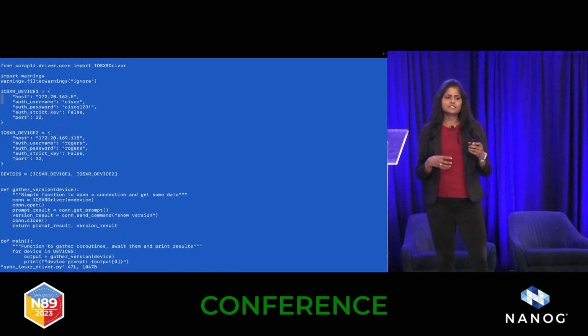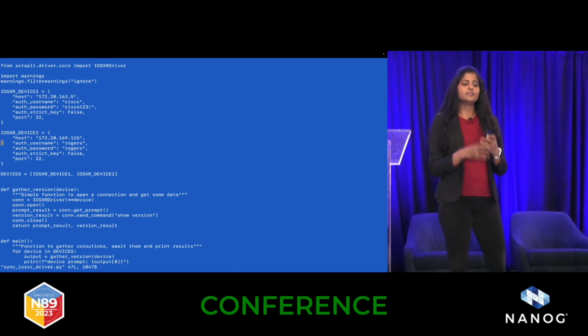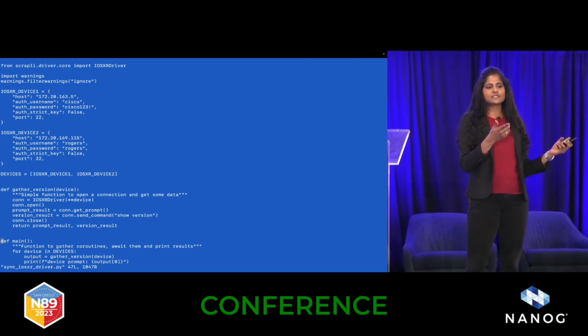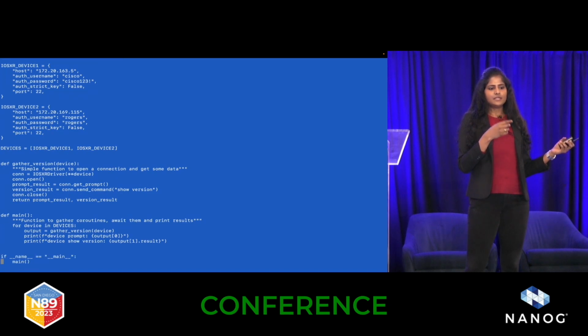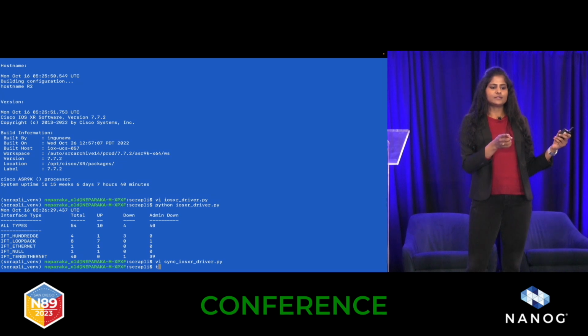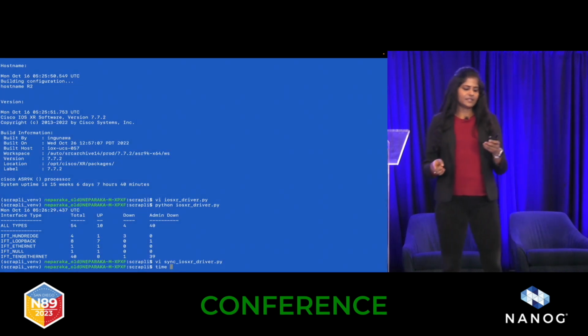Here I'm retrieving the version from multiple devices. So I have two devices in the dictionary, with hostname, username, password, and auth_strict_key set to false because I'm not using any key. And the port number is 22 because we are connecting using SSH. And you can see I'm calling the IOS-XE network driver.